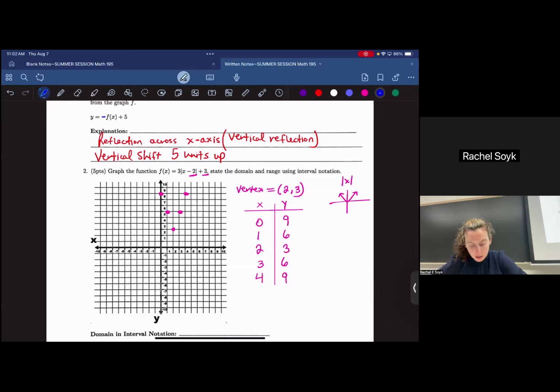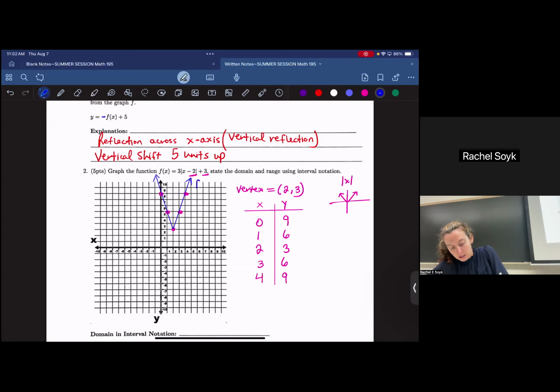Now what I said earlier about using that vertical stretch of 3, you can use that as the slope. 3 as a fraction is 3 over 1. So you start at your vertex, you go up 3 over 1, plot your point. Up 3 over 1, plot your point. From the other direction, you go up 3 to the left 1, plot your point. Up 3 to the left 1, plot your point. So either way will suffice.